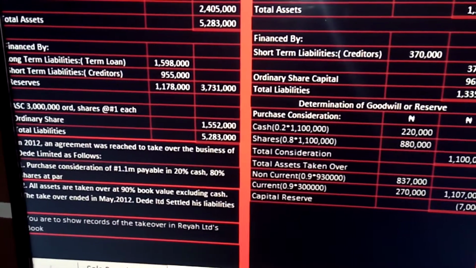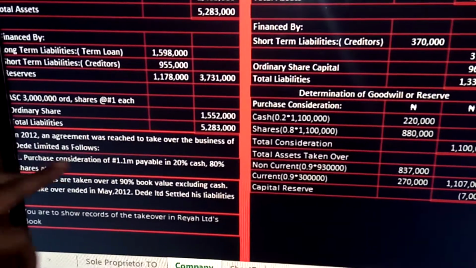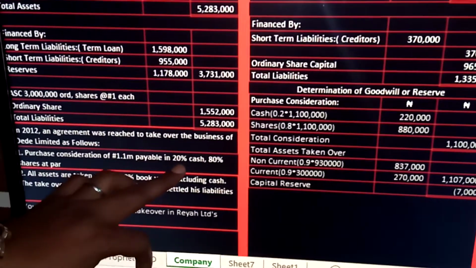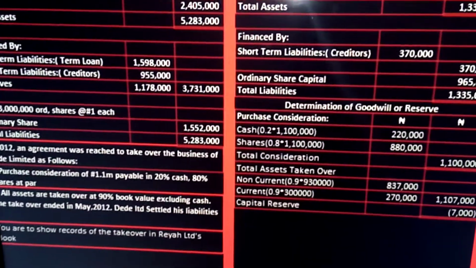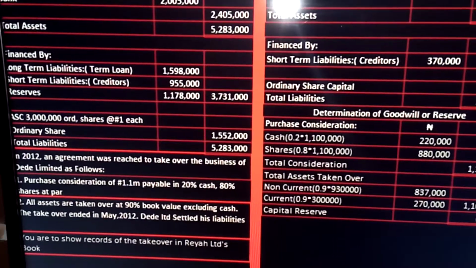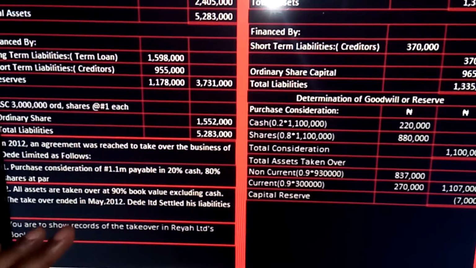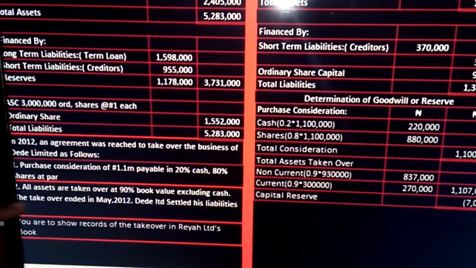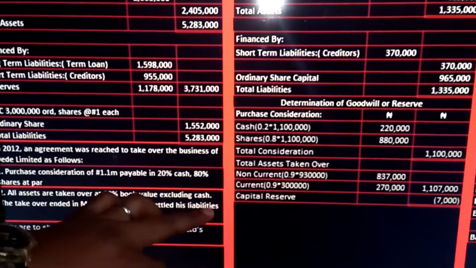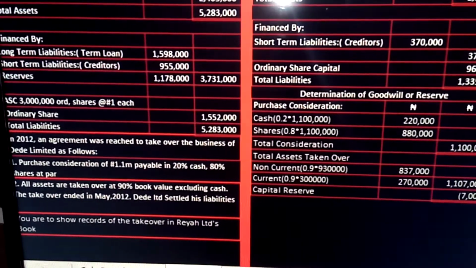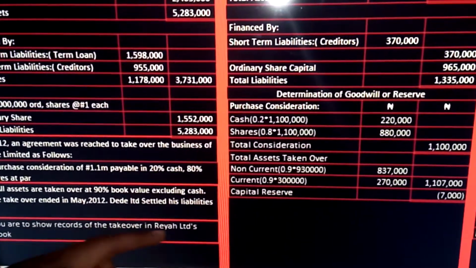Now this is what happened. They said in 2012, an agreement was reached to take over the business of Dede Limited as follows. Purchase consideration of 1.1 million, payable in 20% cash, 80% shares at par. So here we have the purchase consideration in cash and in shares. Now they said all assets are taken over at 90% book value, so they didn't take it at 100%, excluding cash. The takeover ended in May, and Dede Limited settled its liabilities. That means Raya did not take over Dede Limited's liabilities. Raya only took over the tangible assets. Dede is to settle his own liabilities.